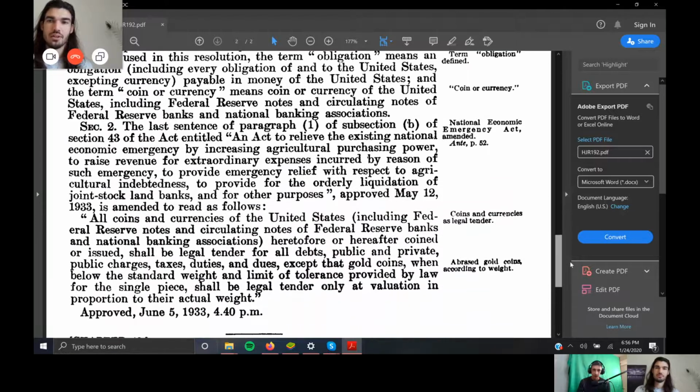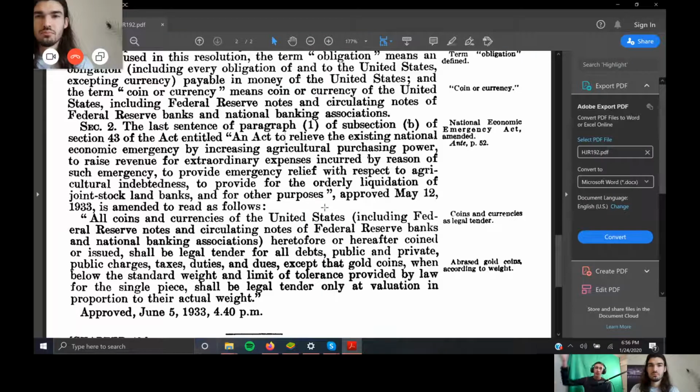And the last sentence of paragraph 1 of section 43 of the act, entitled "An Act to Relieve the Existing National Economic Emergency by Increasing Agricultural Purchasing Power, to raise revenue for extraordinary expenses incurred by reason of such emergency, to provide emergency relief with respect to agricultural indebtedness, to provide for the orderly liquidation of joint stock land banks, and for other purposes," is amended to read as follows.